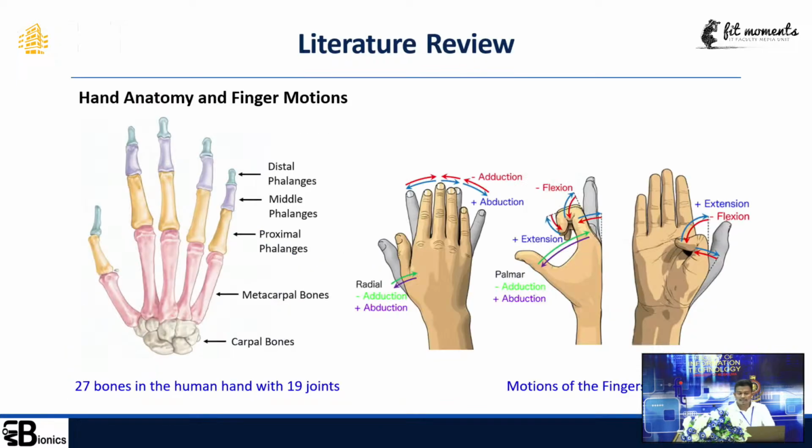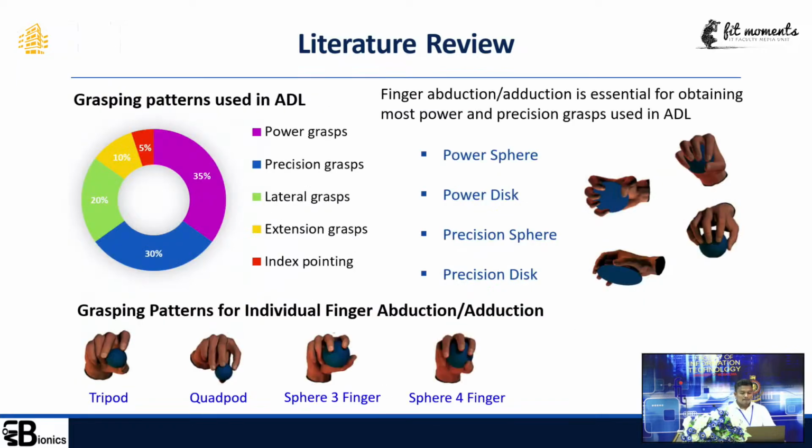Moving forward to the literature review. In the human hand, there are 27 bones and 19 joints. There are finger motions as well, especially abduction, adduction, flexion and extension. Using these finger motions, the human hand is capable of many grasping patterns. However, abduction and adduction are essential for power and precision grasping.